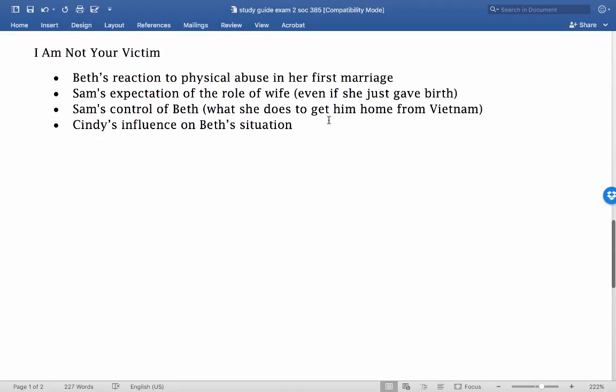Okay, so as far as I'm Not Your Victim, the first one I'm looking at is her reaction to physical abuse in her first marriage, which is that she left, right? She did experience physical abuse in her first marriage, which is really interesting. But when it happened, she bailed. So it's really interesting that she didn't with her situation with Sam.